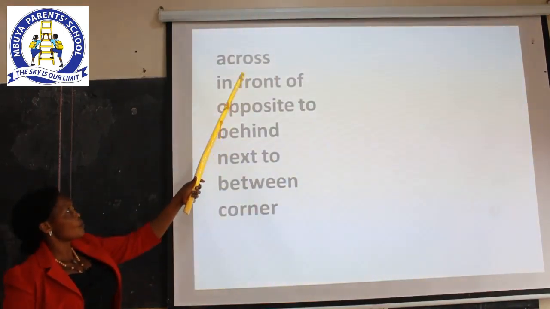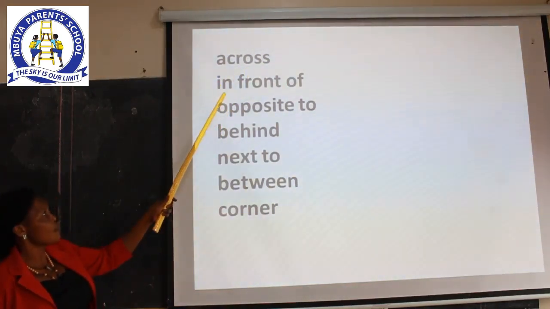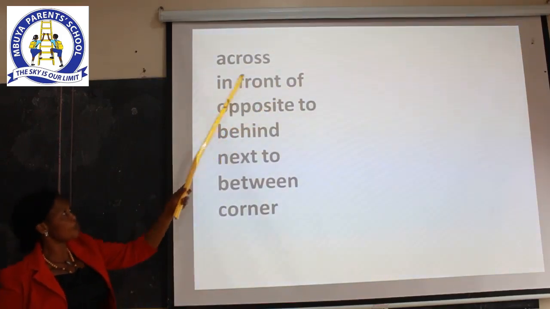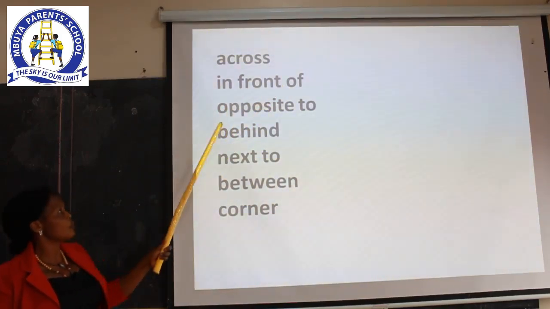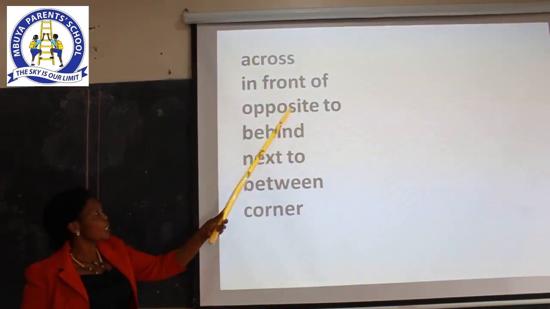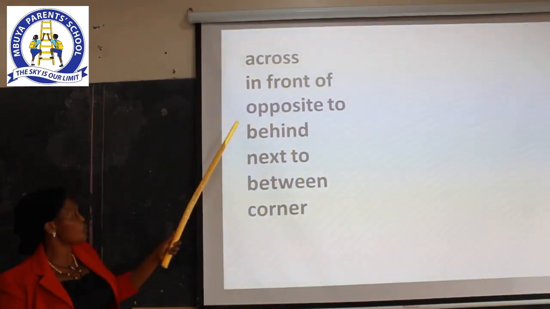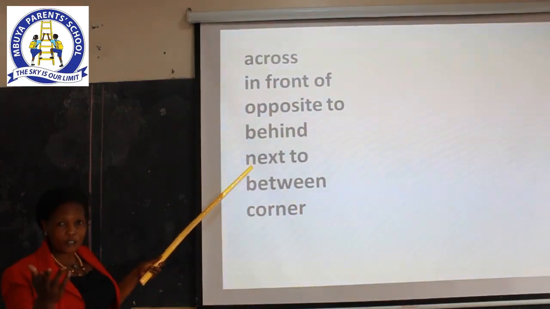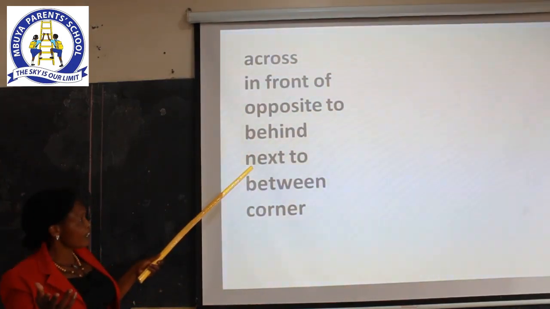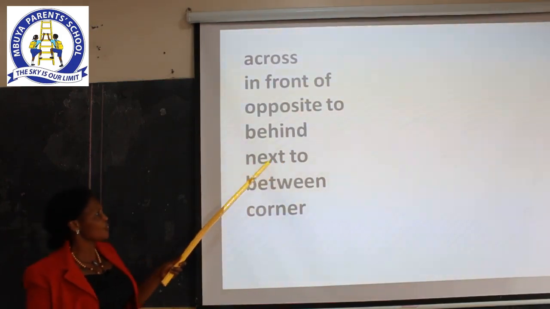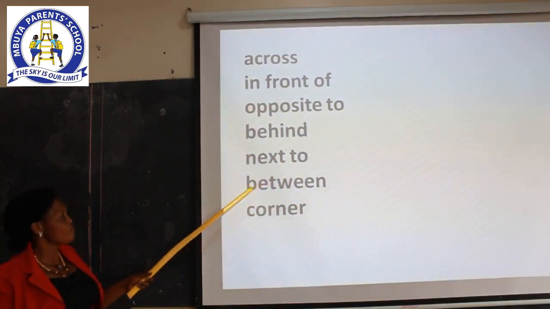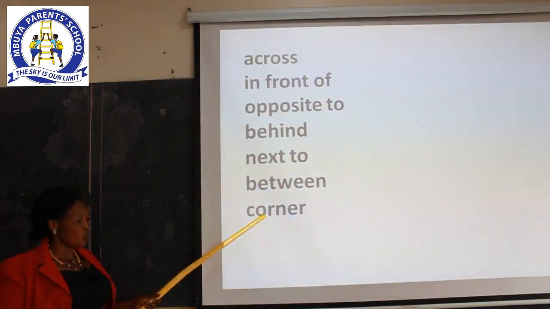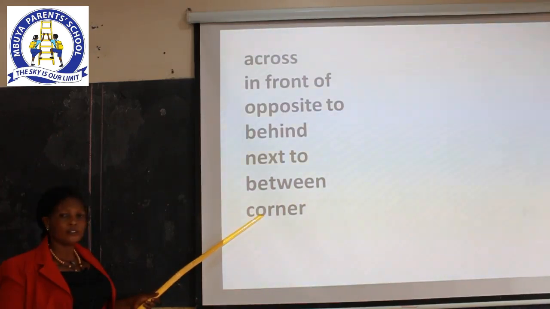Across, across. Good. Somebody to try this? Good. In front of, in front of. Opposite to, opposite to. Good children. Behind, behind. Good. You? Can you read this for us? Next to, next to. Good children. Between, between. And lastly, corner. Somebody spell the word corner? Yes, baby?